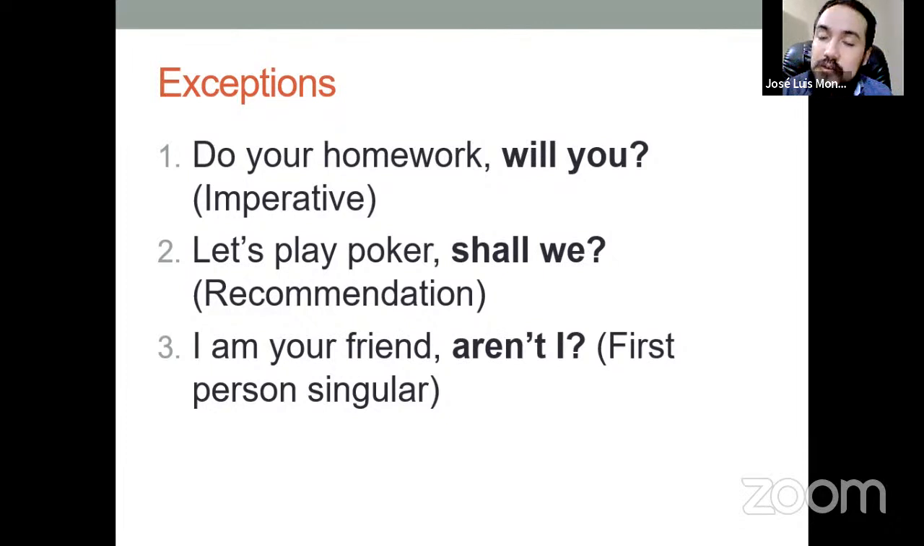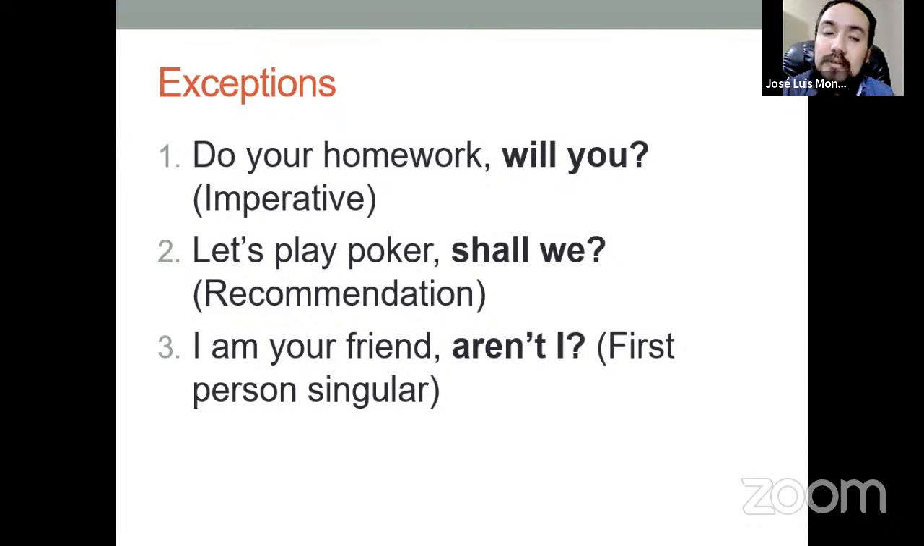For suggestions or recommendations with let's, shall, because they are the same. Shall we play poker? Let's play poker, right? In the form of a statement or in the form of a question. But if it's a tag question, we use shall we, always we, because let's is always we. Let us, you and I, you and me. Let's play poker, shall we? Recommendation.